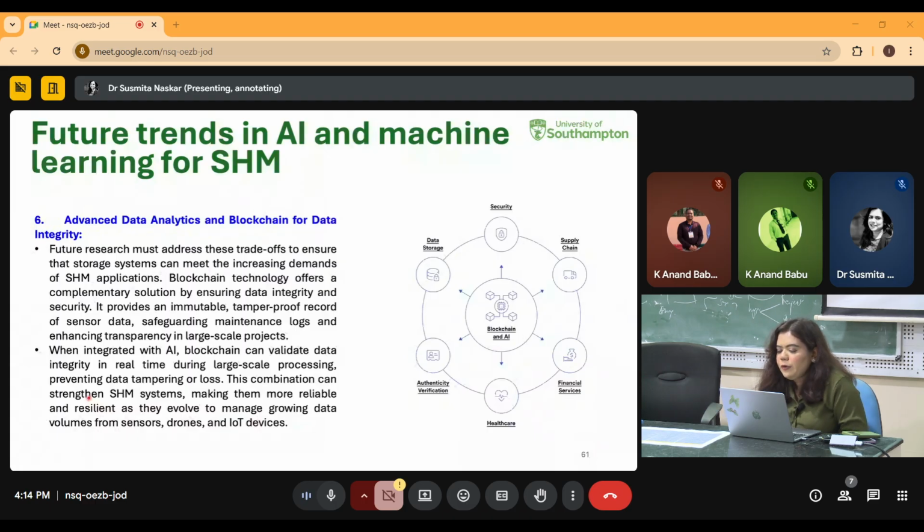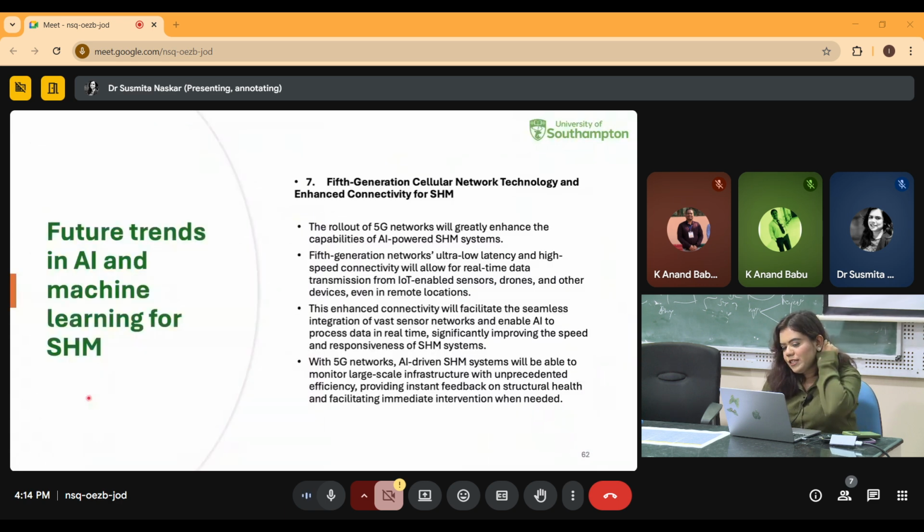So this synergy between the AI and the blockchain actually strengthens the SHM systems a lot, making them more reliable, more resilient, and more transparent, even as they scale to handle growing data volumes from multiple resources. So in short, blockchain technology can become a cornerstone for secure, trustworthy and future-proof SHM systems.